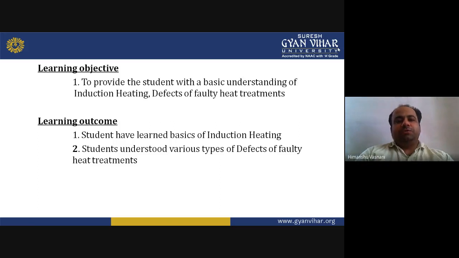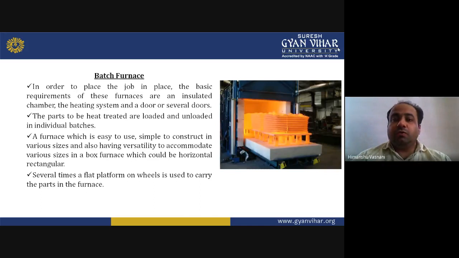Today's learning objective is to provide the students with a basic understanding of induction heating and defects of faulty heat treatments. The learning outcome is that students have learned the basics of induction heating and understood various types of defects of faulty heat treatments. So first of all, let me tell you about batch furnaces.